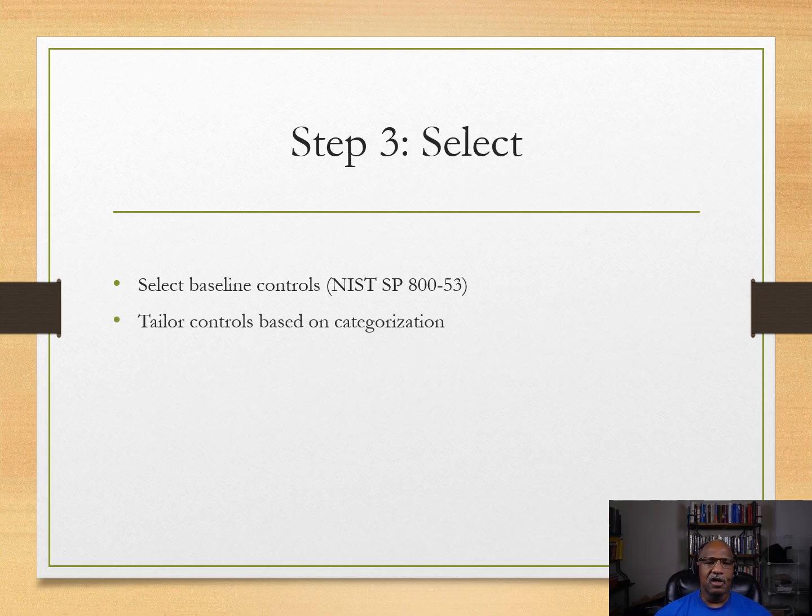Part of the selection is also, once you identify whether the baseline is low, moderate, or high, you do some additional tailoring based on whether a specific security control from a baseline is actually applicable to a specific system. You then document all of that information in a system security plan.